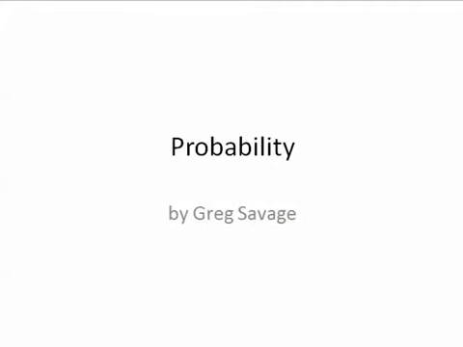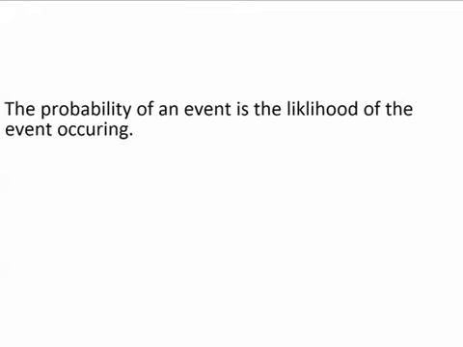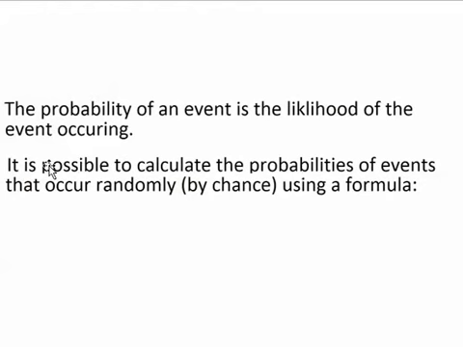We'll just start with the definition of probability. The probability of an event is just the likelihood of that event occurring. And it's possible to calculate the probabilities of events that occur randomly or by chance using a certain formula. And that formula is x divided by n. That's the formula that's used to find the probability of an event.